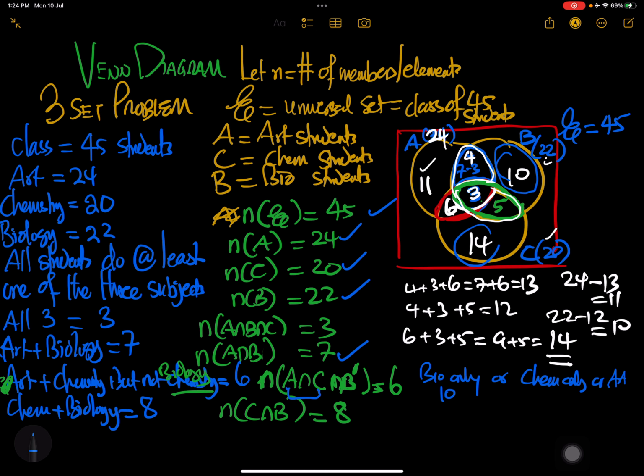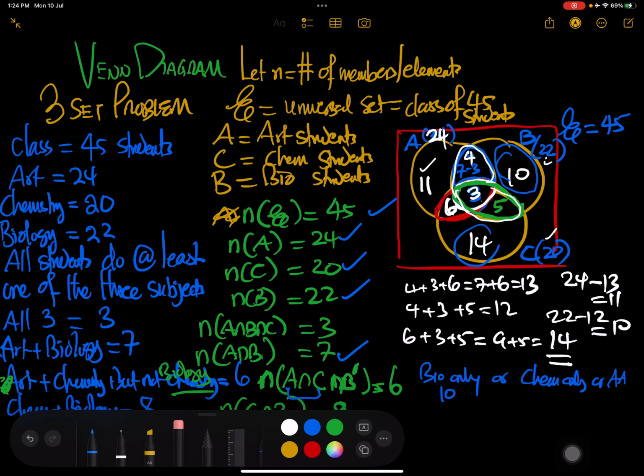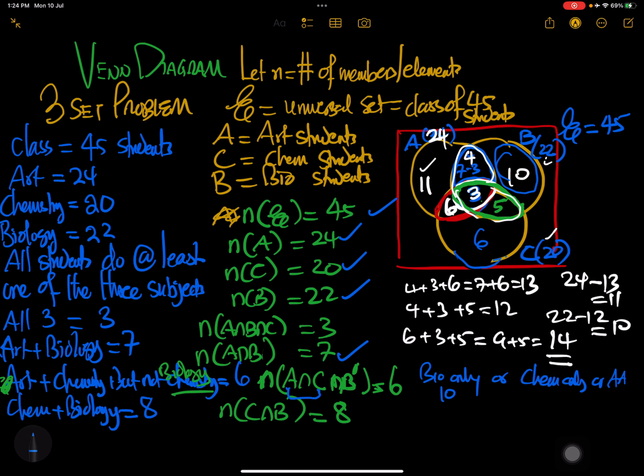Chem only, is it 14? Am I doing something wrong here? I think it's not. So here it's going to be 6. The 14 region is going to be 6 here. So everything gives us the 20. So the chemistry only is 6. And then 7 plus 13, which is 13 minus 24, which is 11, will be the art only. So bio only is 10, chemistry only is 6, and 11 students read art only.